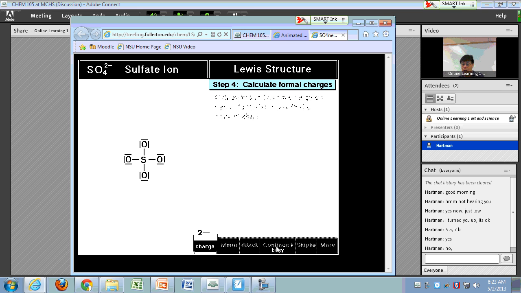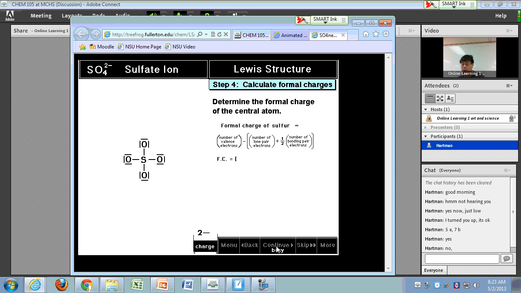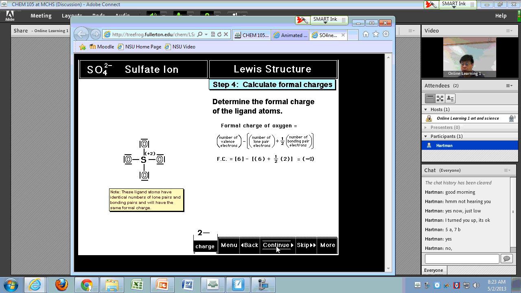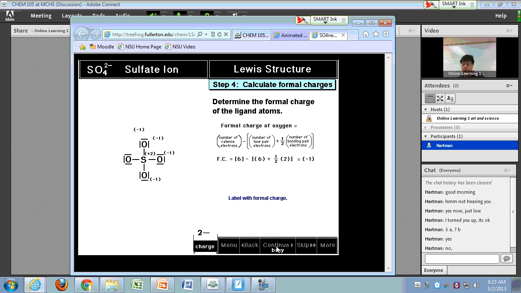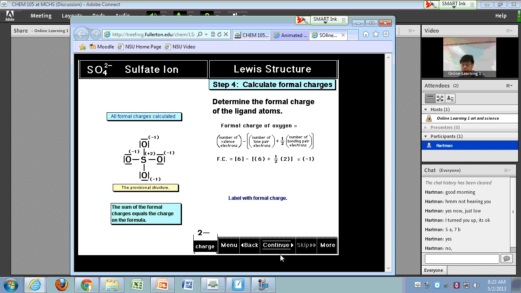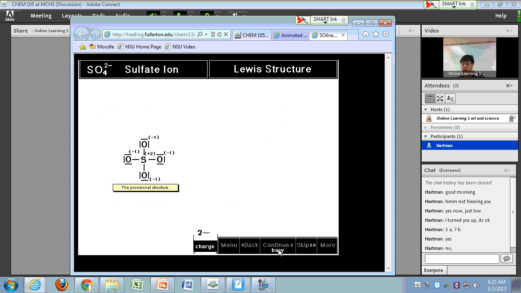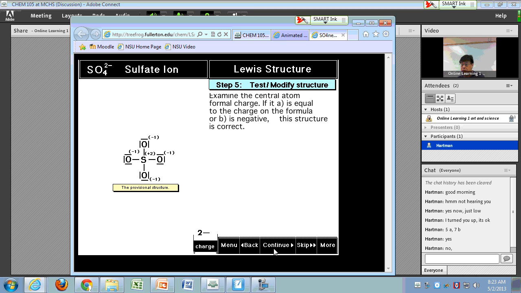Calculate formal charge. You find that in the case of sulfur, it has a formal charge of +2. You label the sulfur with the formal charge of +2. Same thing for the oxygens, so all the oxygens have a -1 formal charge. Now, a formal charge of +2 is not good.